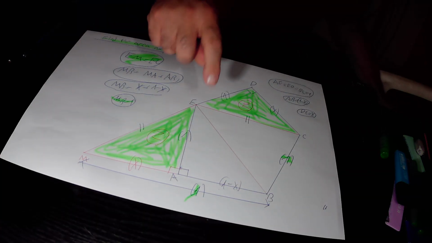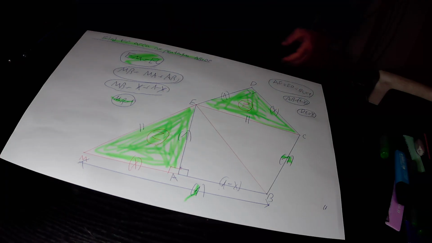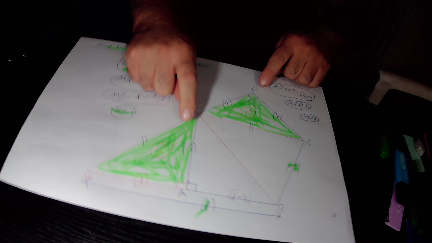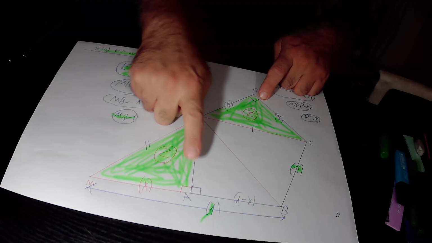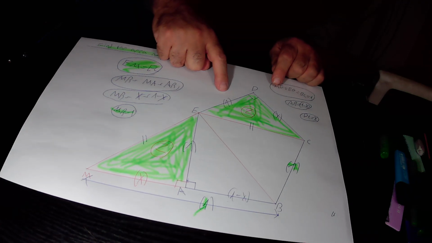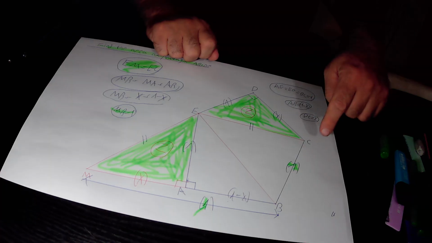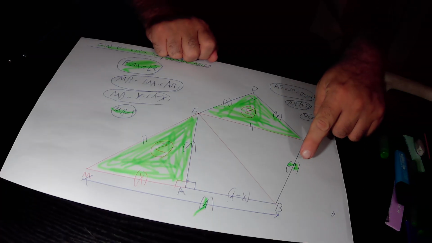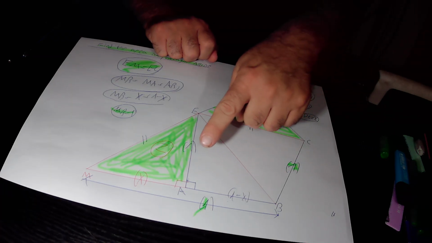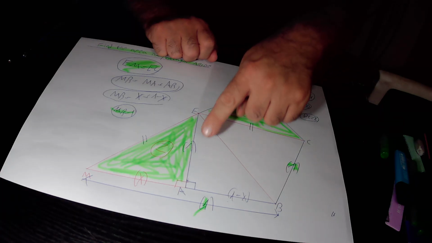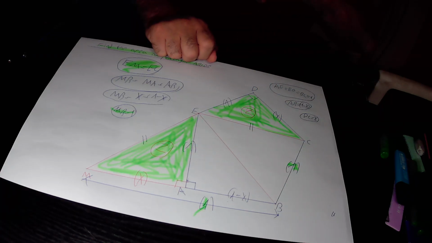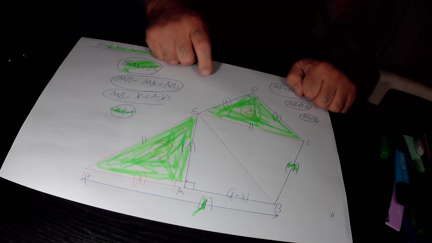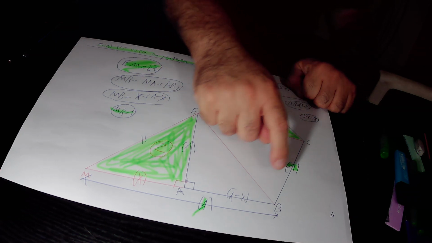So this is pentagon ABCDE. We know that those two angles are both right angles. Side ED equals 1, side DC equals x, side CB equals 1, side BA equals 1 minus x, and side EA equals 1. Again, our task is to find the area of this big pentagon ABCDE.